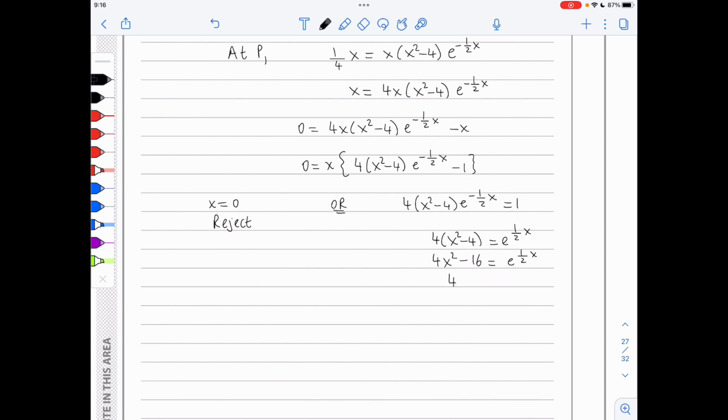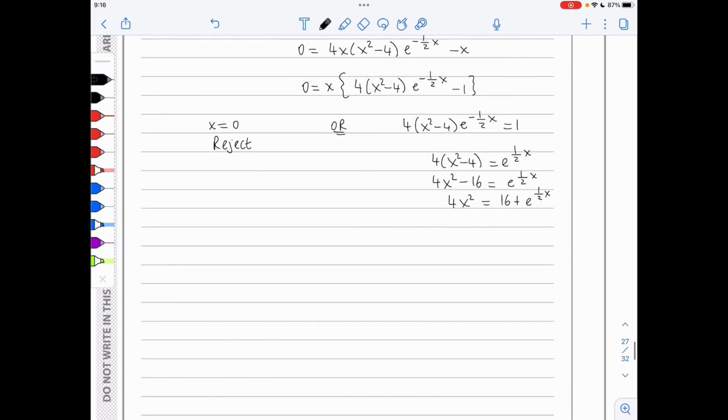So 4x squared is 16 plus e to the half x. I can take the 4 on the right hand side to give me x squared is 16 plus e to the half x over 4. And now we'll take the square root. Obviously, I'm looking for an x coordinate which is negative, as we are lying in the 3rd quadrant. So strictly speaking, I could have said plus minus 16 plus e to the half x over 4.